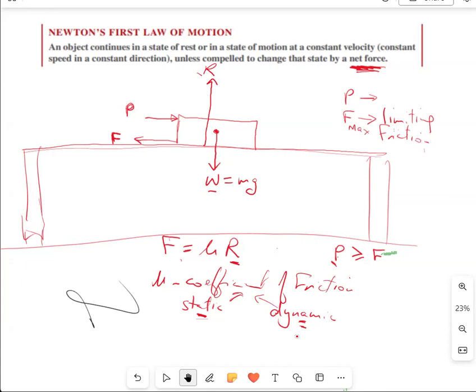Good. I'm going to... so many things mixed up in this one. And remind me to talk about friction a little more when I leave off this one, right?